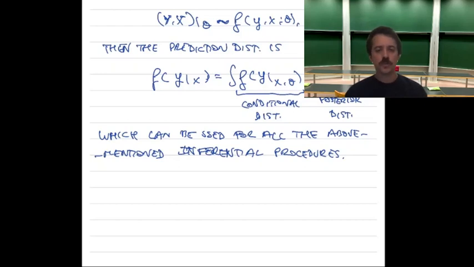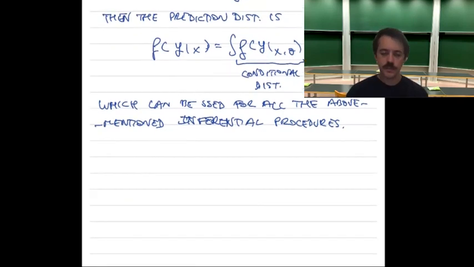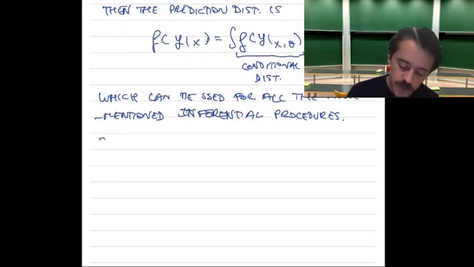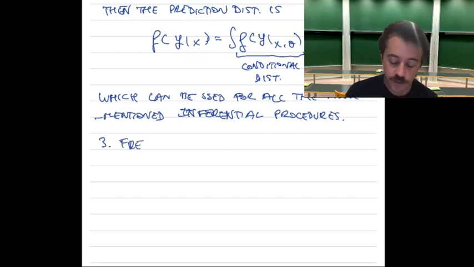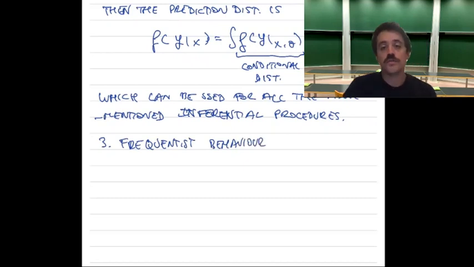And let's now talk a bit more about this frequentist interpretation of things, because after all, in this course, as I said at the very beginning, we're going to be interested in this sort of more frequentist philosophy. Okay, so third section, of course: frequentist behavior of the posterior distribution, right?